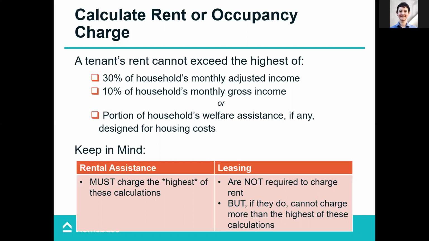Rental assistance and leasing are a little bit different on this point as well. For rental assistance projects that are permanent supportive housing or transitional housing, the basic rule is you have to charge rent, and you have to charge the highest of those two calculations. So when we say you have to charge rent, it's based on these rent limits. If your client has zero income, their client portion of the rent is going to be $0, because 10% or 30% of zero is zero. But you still have to, for every client, figure out what their income is.